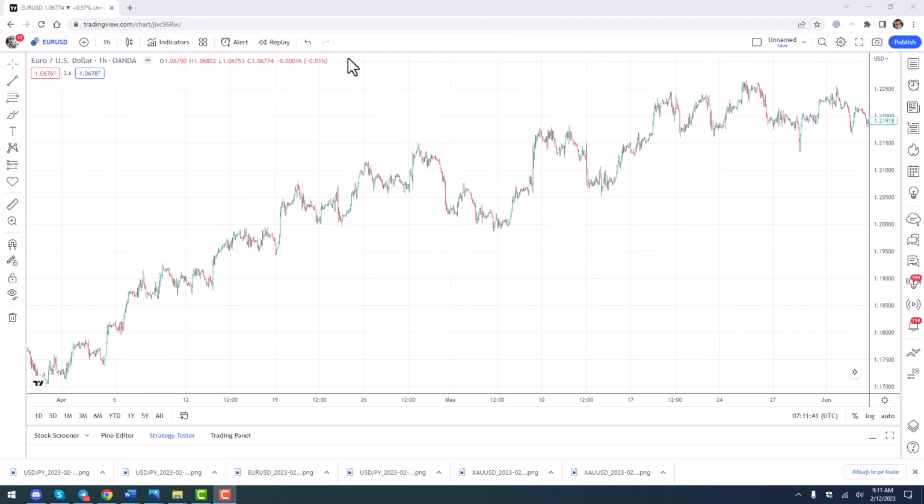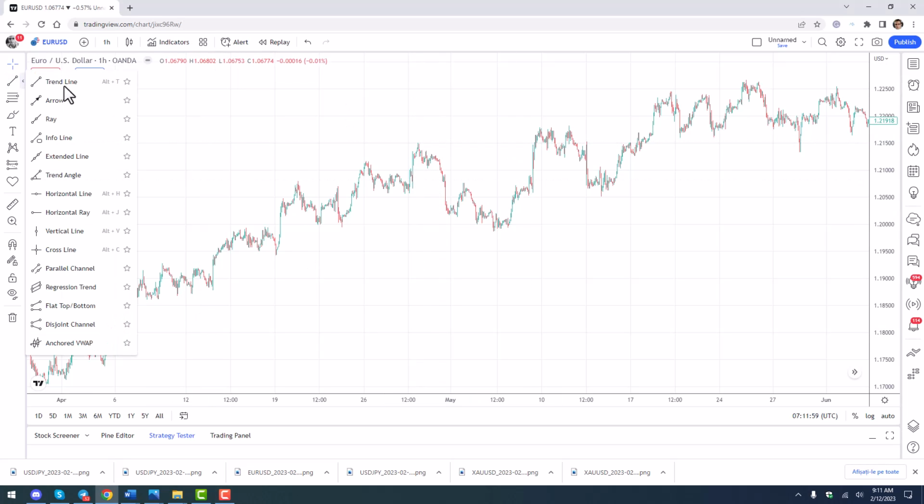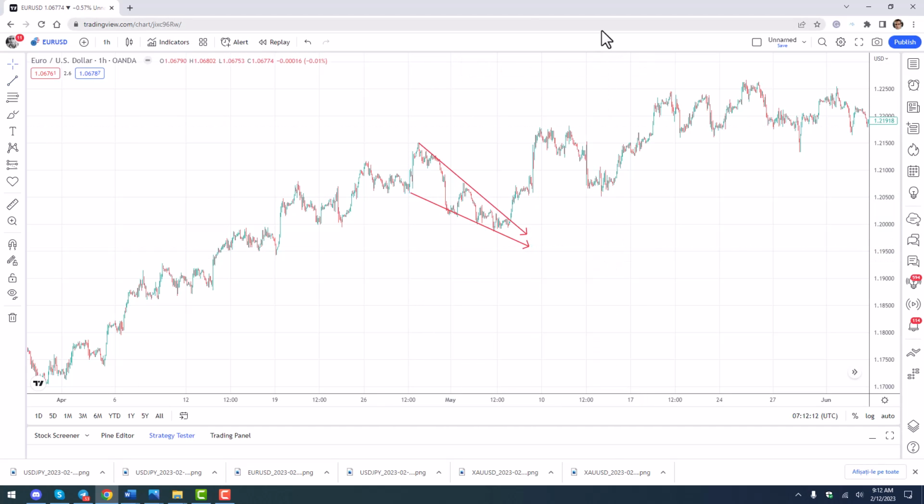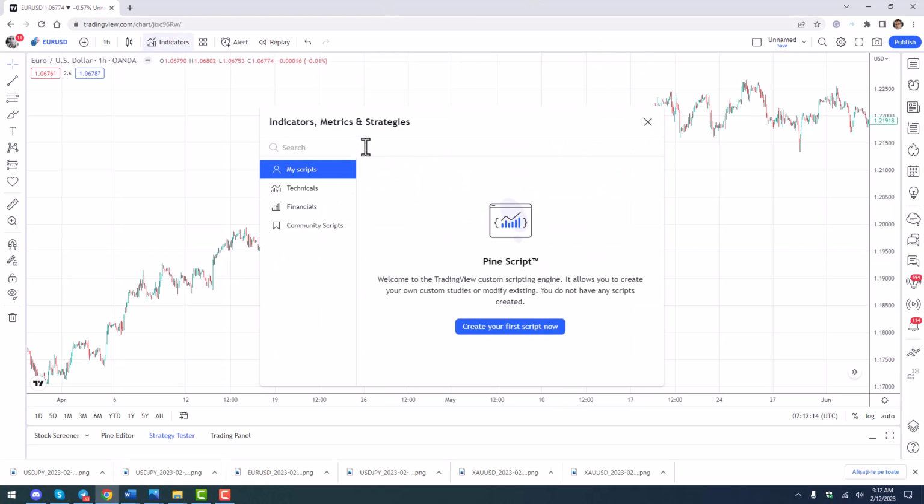Now let's see how we use this strategy as a continuation signal on a short term. On the screen we have Euro USD. As we can see, we have a very nice uptrend, and after this high, a falling wedge is forming. Let's add MACD.